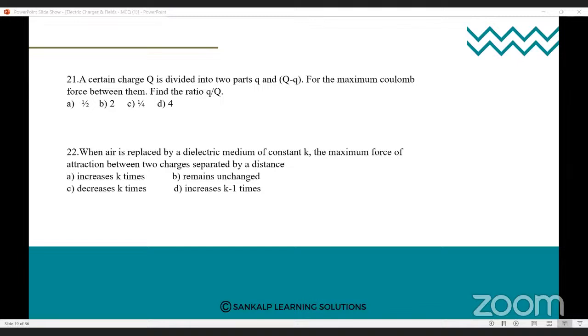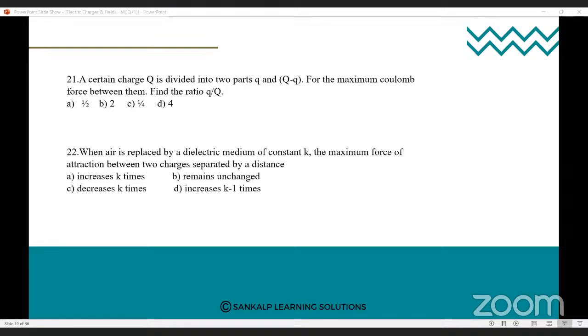So what they are saying here is that the charge Q is divided into two charges. You are dividing it into two charges. It becomes q and Q minus q. So for the maximum Coulomb force between them, they are asking for the ratio of q by Q. So we need to calculate the ratio of q divided by Q. Let us see how to do this one. You can also just give a try.